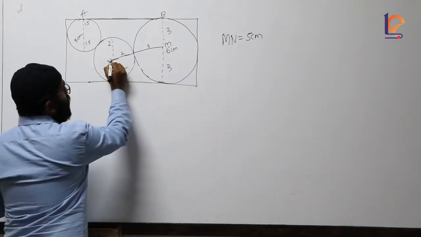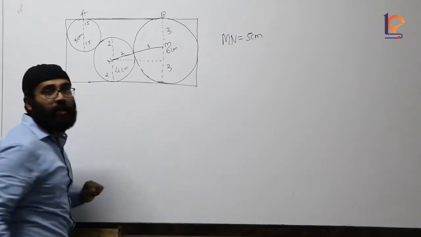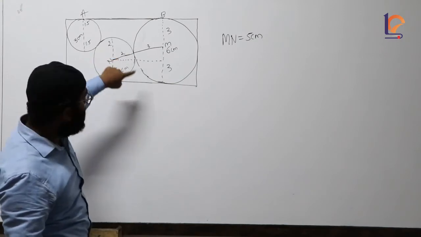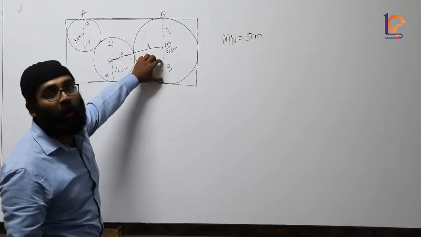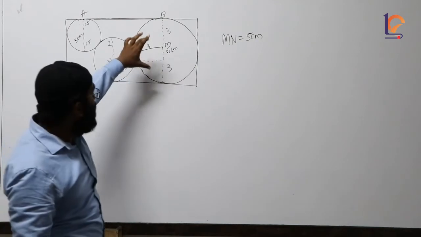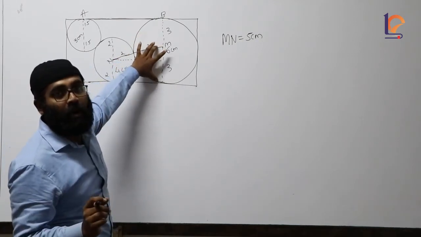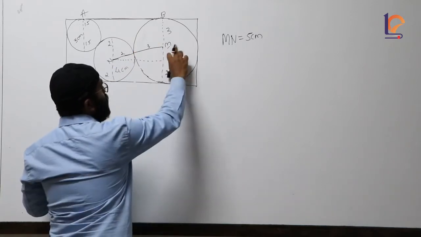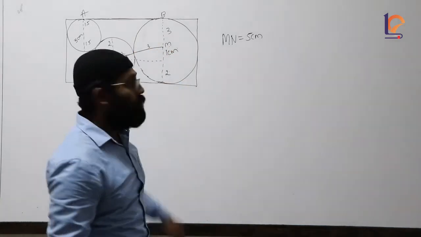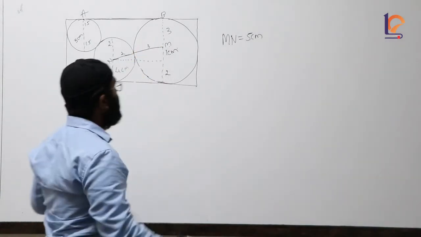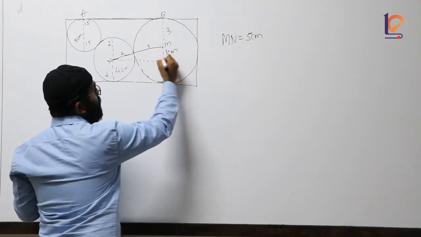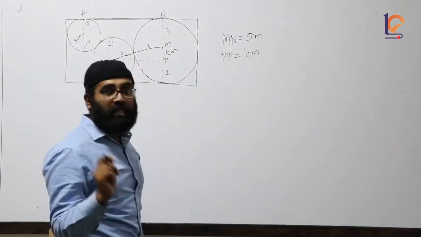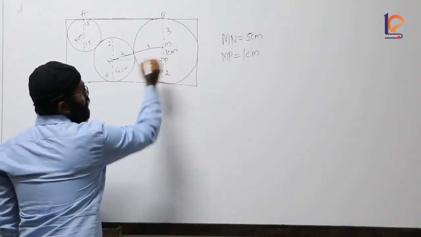So after this, if I want to draw a right angle triangle, this will be 2 centimeters. Since this is also parallel to this, and it is 2 centimeters, this will also be 2 centimeters. The entire length is 3 cm. Out of 3, if this is 2 cm, then the remaining will be 1 cm. So this is 5 and this is 1. Let me take this as P. MP is 1 cm. So this will be 90 degrees.